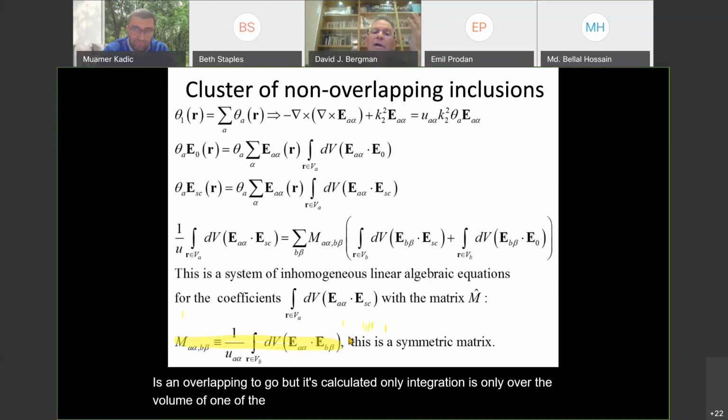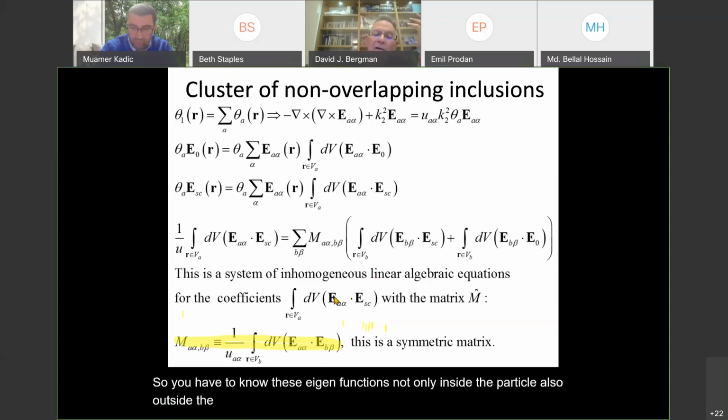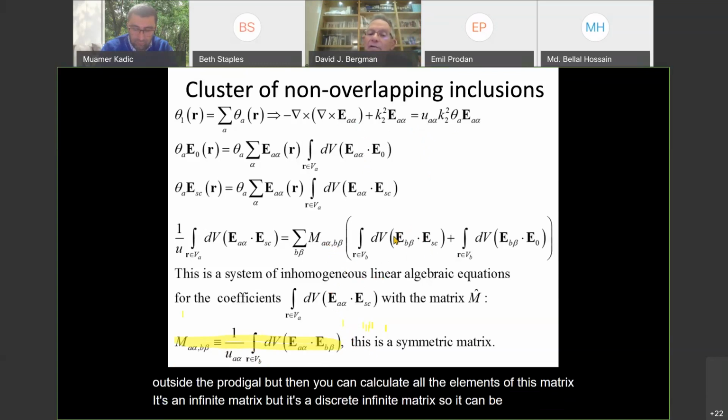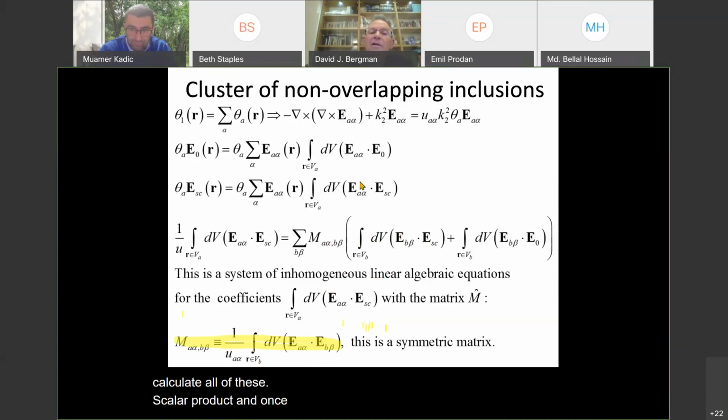So you have to know these eigenfunctions not only inside the particle, but also outside the particle. Then you can calculate all the elements of this matrix. It's an infinite matrix, but it's a discrete infinite matrix, so it can be used to calculate all of these scalar products. And once you know these scalar products, you can calculate the scattered field.